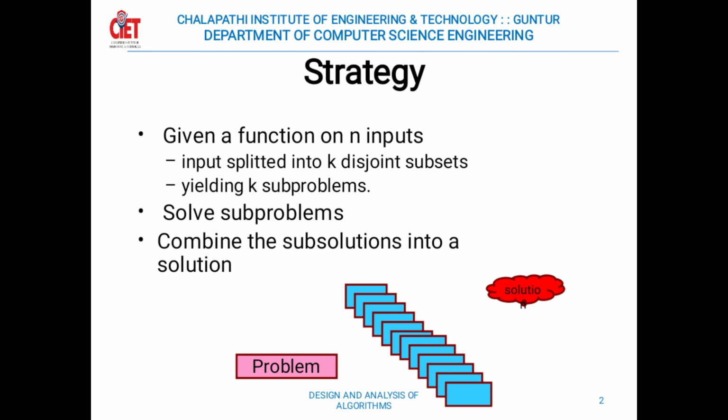After finding the solutions of the subproblems, combine the solutions of all the subproblems to obtain the solution of the final problem. That is the key concept in divide and conquer strategy. So divide means divide the problem into subproblems. Conquer means solving, so solve the subproblem. If it is not possible to solve the problem as a single entity, then we divide the problem into subproblems.